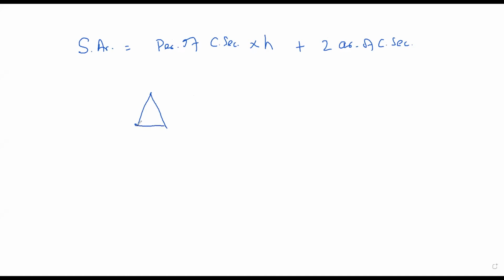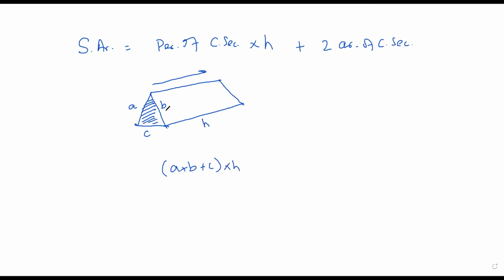For example, if you have a prism like this, you will have to find all the surface area across the height. This was the cross section here. So if this is A plus B plus C, that is the perimeter of the cross section, times the height.